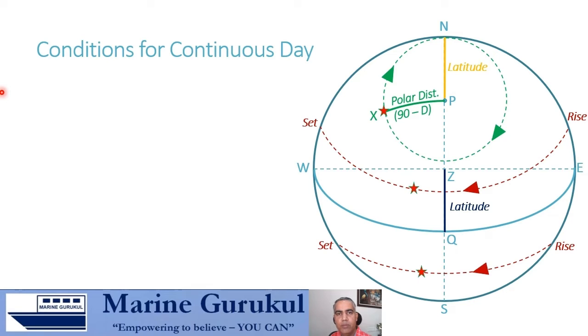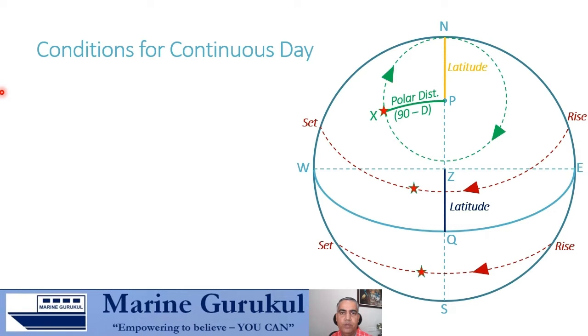Now we have seen that when a celestial body becomes circumpolar, it remains above the horizon of the observer for full 24 hours. Now if the same concept is applied to the sun, that means for a particular observer, if the sun becomes circumpolar, it will mean that the sun will remain above the horizon of the observer for full 24 hours of the day. This will result into what we call a continuous day or a 24 hours day.